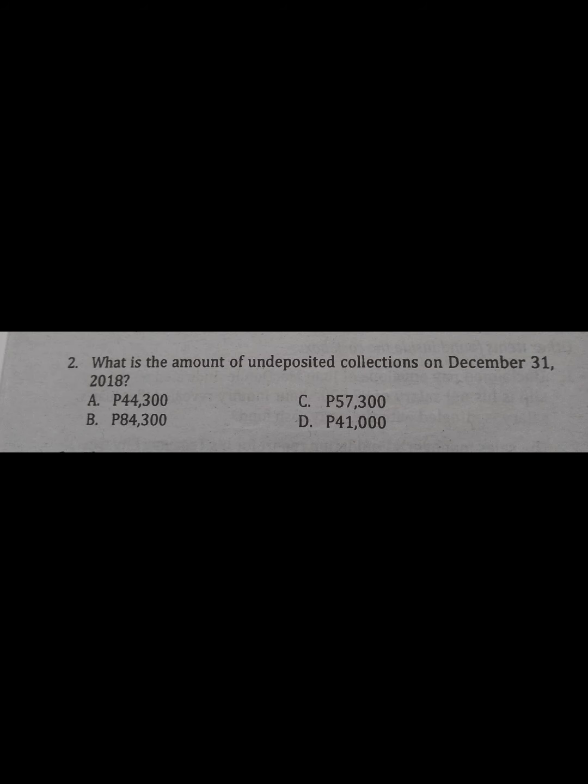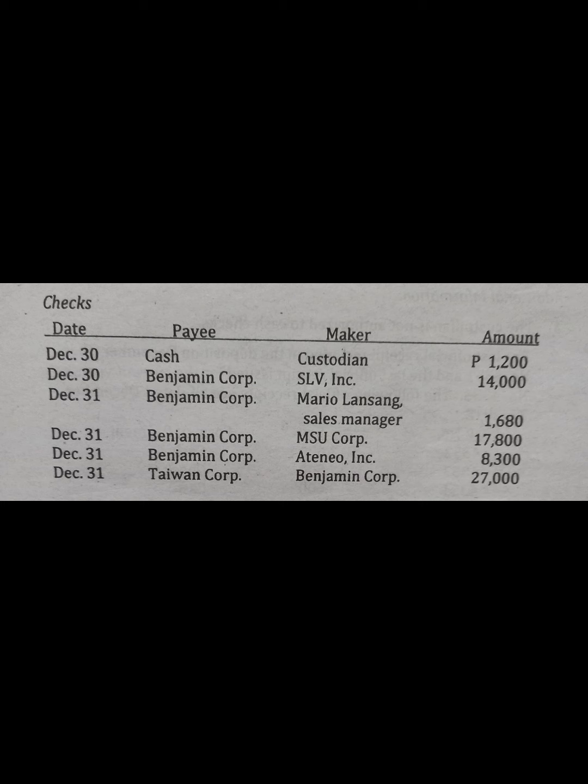Number 2, the question here is: what is the amount of the undeposited collection on December 31, 2018? Let us look for the amount that they collect or that is from the check. Based on the information, there is a check and date and the amount recorded in December 30. Cash payee, then custodian maker, then there is a replenishment 1,200, so this is not included. December 30 Benjamin Corp, this is a collection. So December 31 Benjamin Corp, maker Mario Lansang, sales manager, 1,680 pesos.